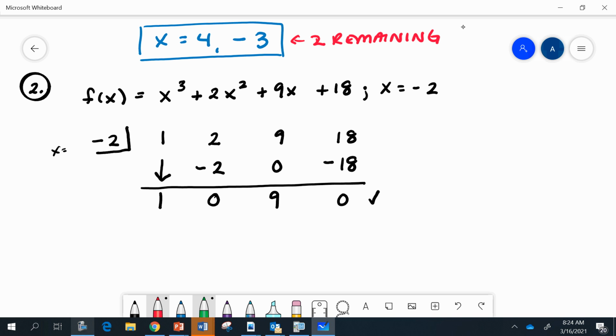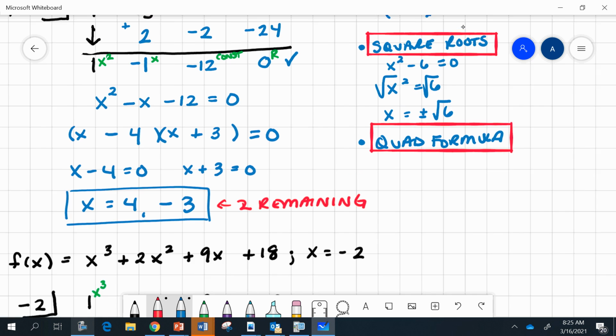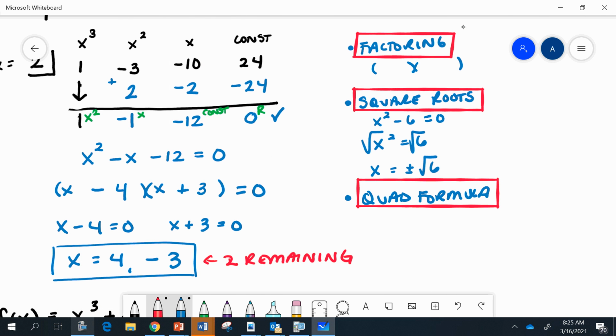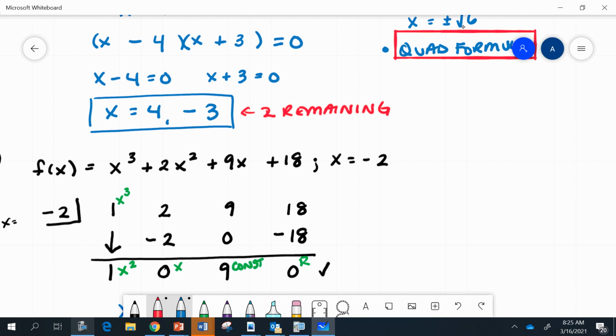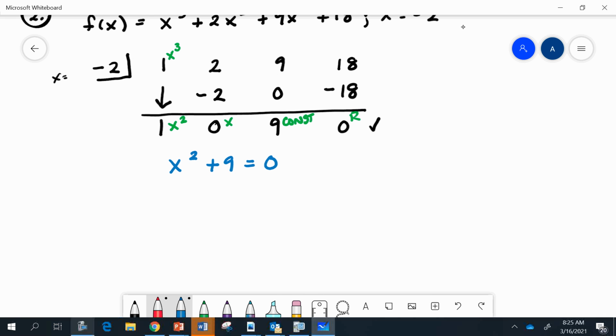Okay, let's put our variables back in. If we start with x cubed and we divide, this is now the x squared term, this is the x term, this is the constant, and this is our remainder. And so the resulting polynomial that we're solving is x squared plus 9 is equal to 0. Let's come back up here to our solving methods. This is a good square roots problem because we don't have a middle term. It will not factor more, but that's okay, because we can minus the 9 to the other side, and we can then square root both sides and get the remaining roots.